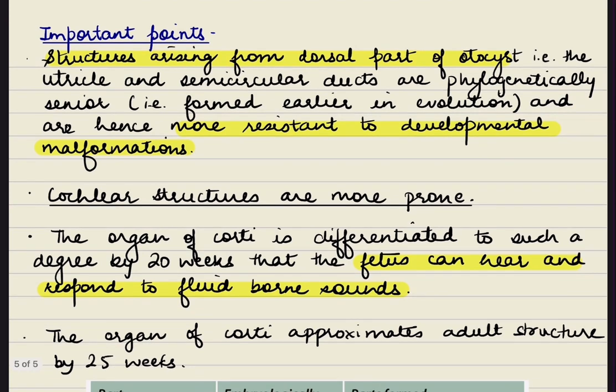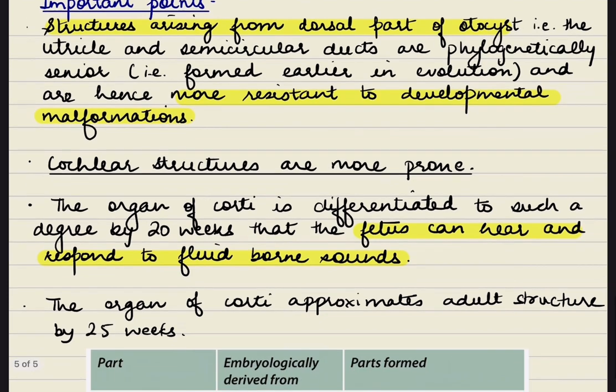A few important points to consider are that structures arising from the dorsal part of the otic vesicle or the otocyst, that is the utricle and the semicircular ducts, are phylogenetically senior or older, that is they are formed earlier in evolution and hence they are more resistant to developmental anomalies, whereas the structures formed from the ventral part, the most important being the cochlear structures, are more prone to developmental malformations.